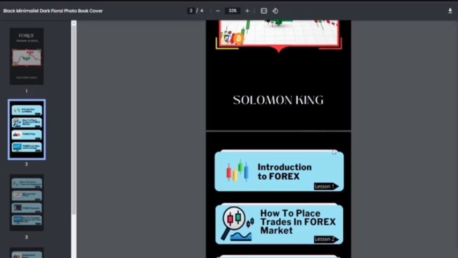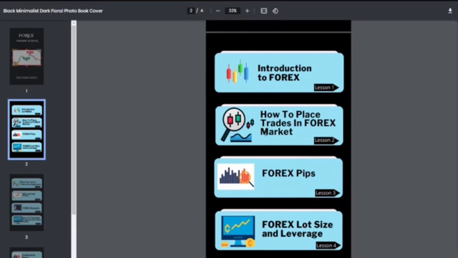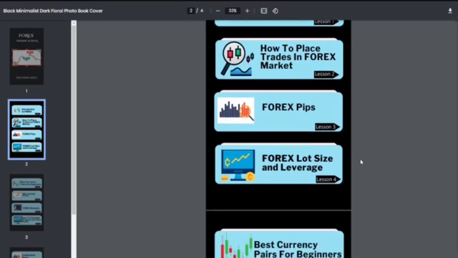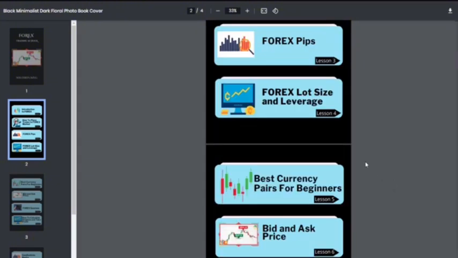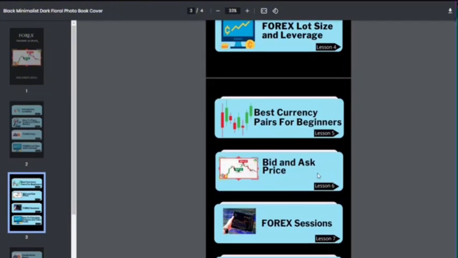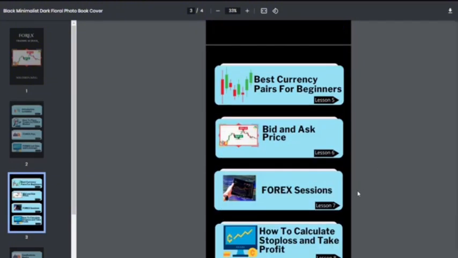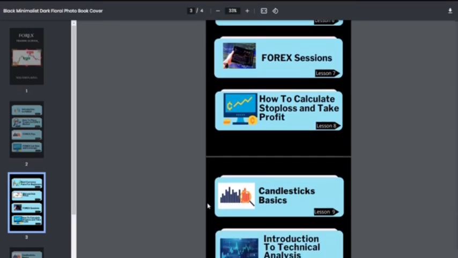Right here we have introduction to Forex. We have how to place trades in the Forex market. We have Forex pips. I'm going to teach you all this. Forex lot size, best currency pairs for beginners, bid and ask price, Forex sessions, how to calculate stop loss and take profit, candlesticks, introduction to technical analysis. All these are beginner related.